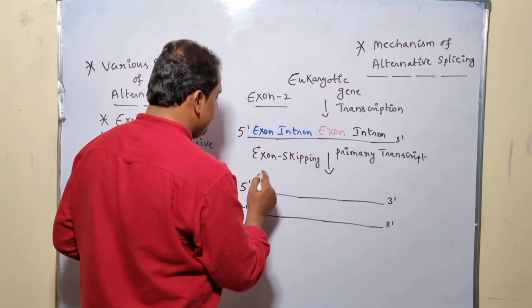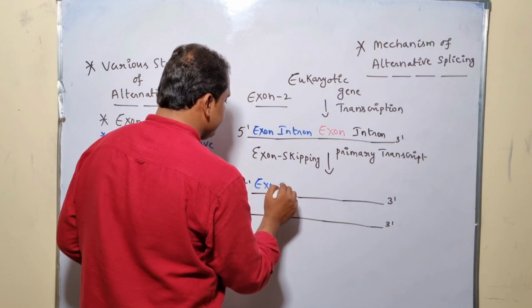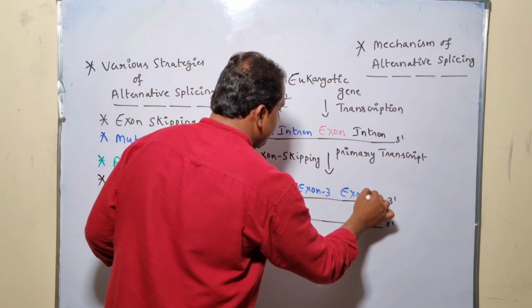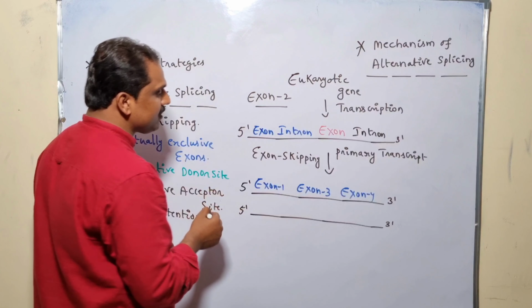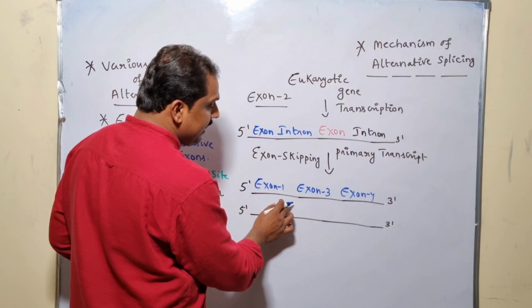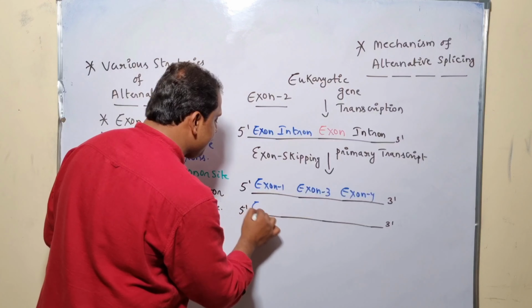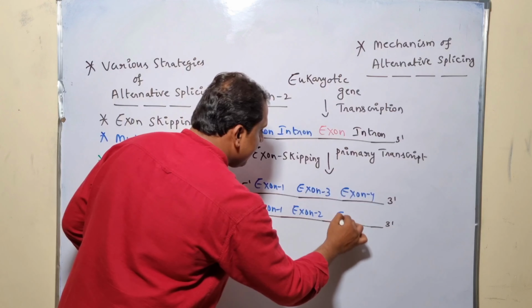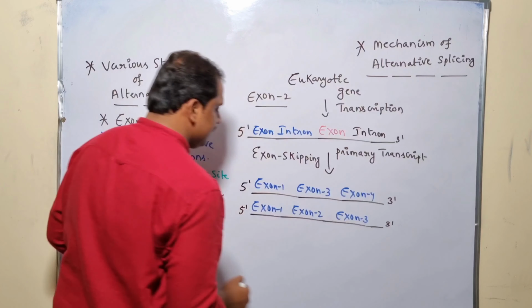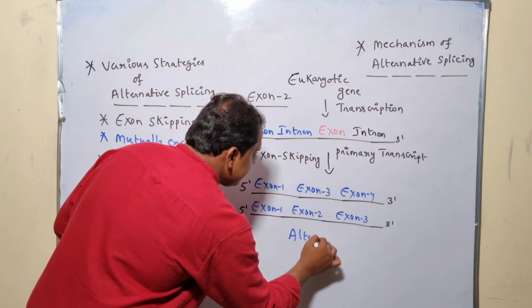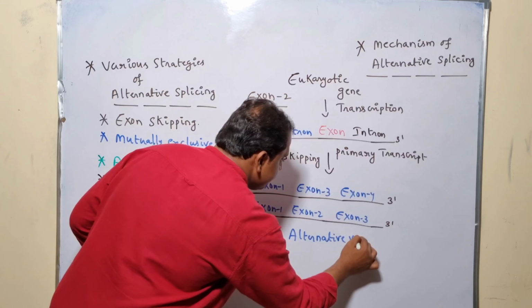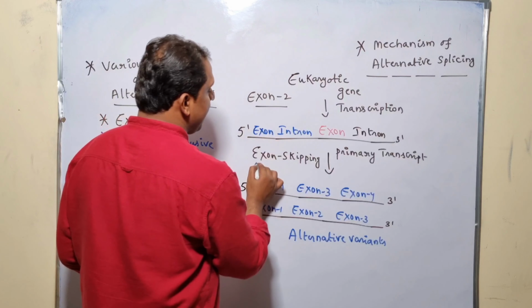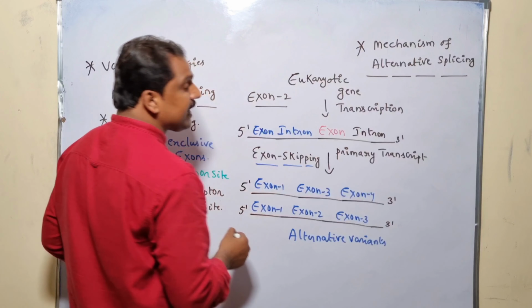Here there is an availability of exon 1, exon 3 and exon 4. Is it clear? Exon 2 is not successfully expressed, and in the other alternative variant there is an availability of exon 1, exon 2 and exon 3. These are the alternative variants, right? Alternative variants which are successfully synthesized by means of exon skipping. So this is regarding exon skipping.